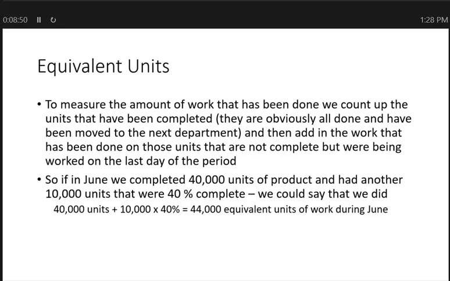So what we need is some way to put them on the same footing so we can add together those units that have all been done and those that are partially done. And that's what we call equivalent units. So, example, if in June we completed 40,000 units of a product, those are done. Those are 100% complete. Those have moved on to another one. So that's fairly straightforward. But we have another batch of 10,000 units that were not complete. When we did our freeze frame, when we froze everything, they were 40% complete.